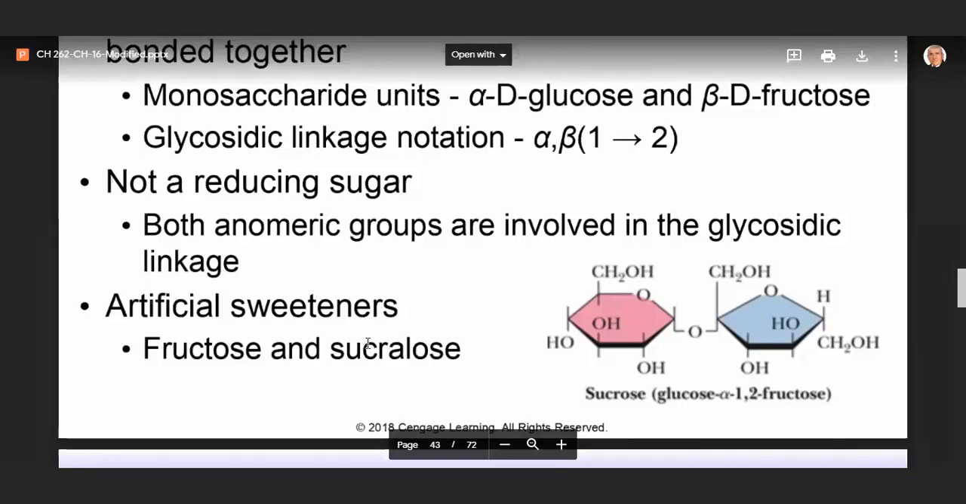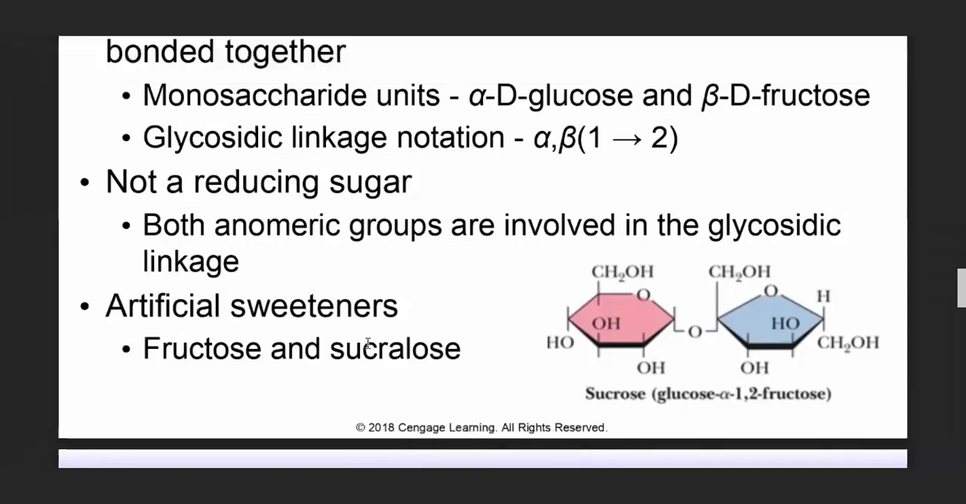In addition to sucrose, we have also fructose, and ketoses in general can act as reducing sugars because they can isomerize to aldoses.